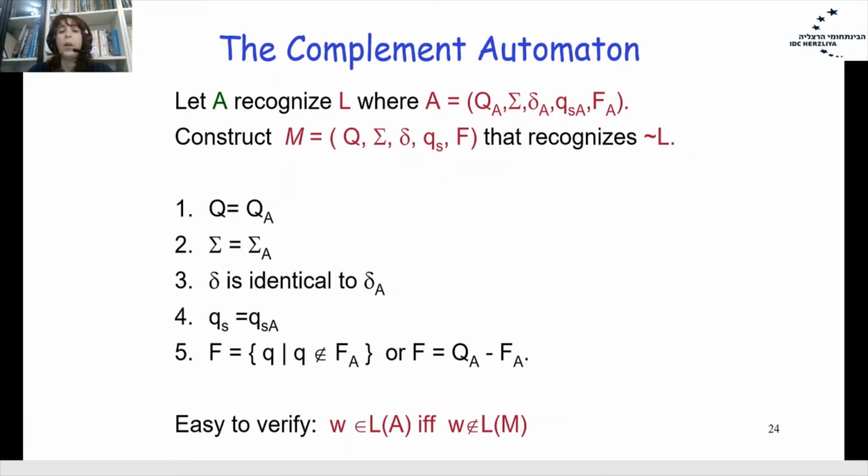But in the final states we have a change. We will now have the set of all states q such that q was not an accepting state in automaton A. Another definition: F equals QA minus FA. So basically, to verify that we built what we were supposed to build, we have to prove that W belongs to LA if and only if W does not belong to LM.